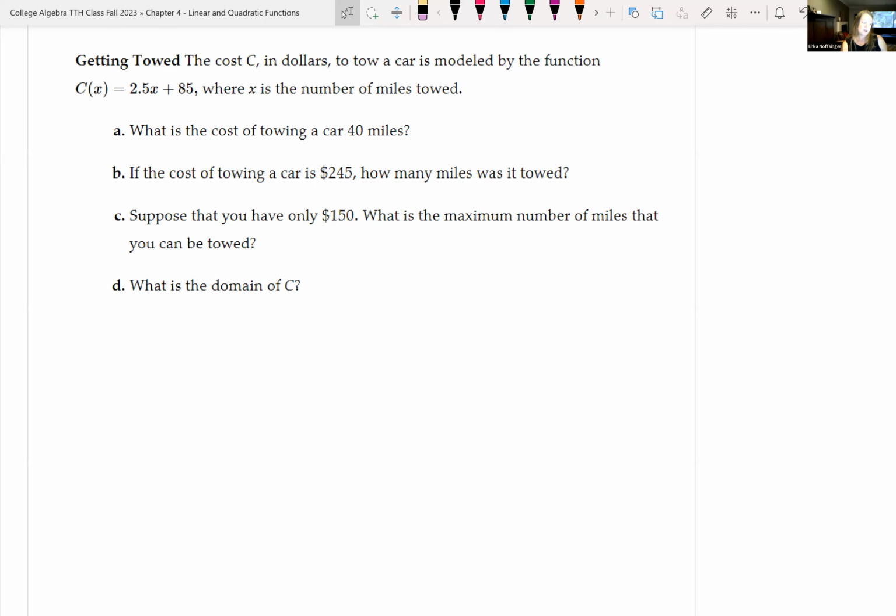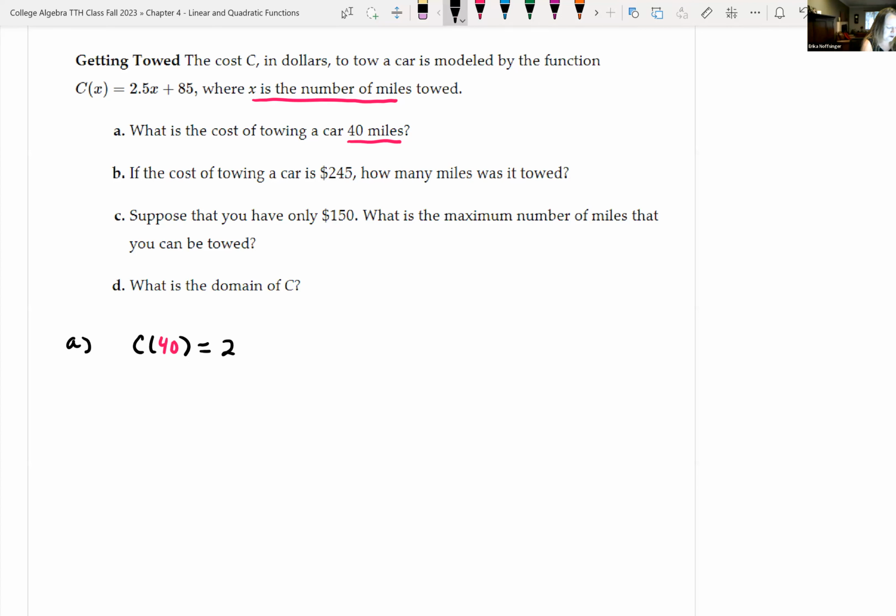So looking at the next problem, it is a word problem. Getting towed. The cost C in dollars to tow a car is modeled by the function C of x equals 2.5x plus 85, where x is the number of miles towed. What is the cost of towing a car 40 miles? Well, we know that x is equal to the number of miles. We're going to go into our function, C of x, and plug in 40 wherever we see an x.